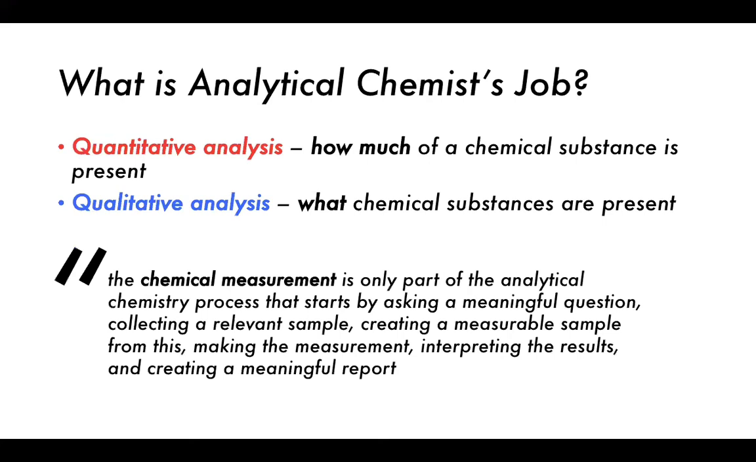So the chemical measurement is only part of the analytical chemistry process, which starts by asking a meaningful question, collecting a relevant sample, creating a measurable sample from this, making the measurement, interpreting the results, and creating a meaningful report. All of these steps combined together are effectively what we call the analytical process or the analytical chemistry process.